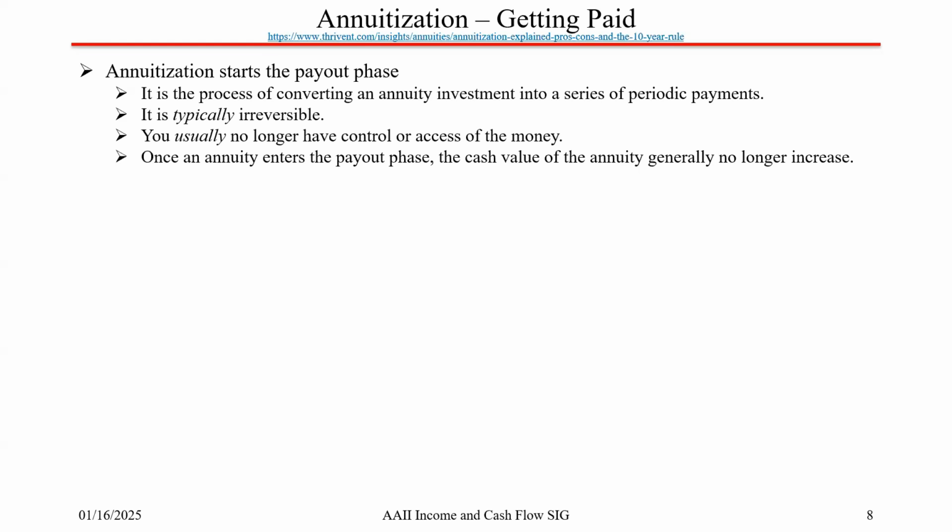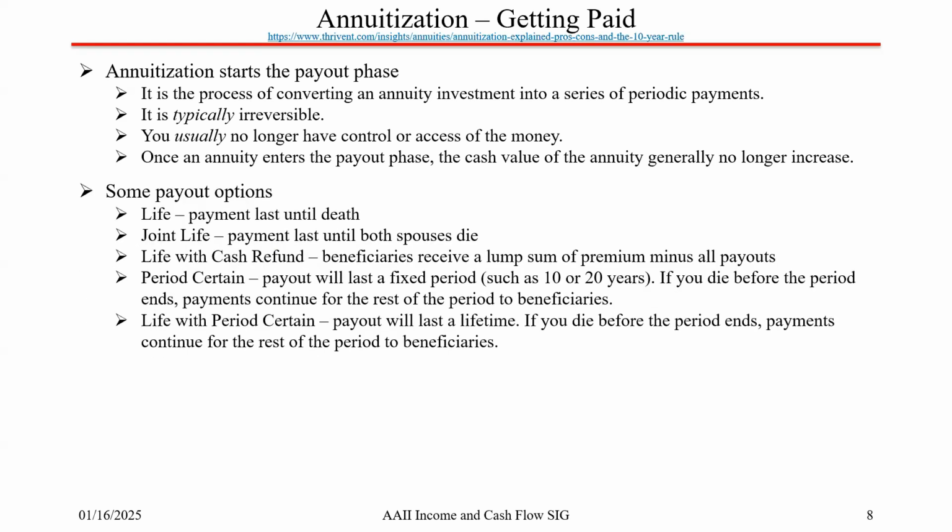Now, once an annuity enters the payout phase, the cash value of the annuity generally no longer increases. So basically, I would look at it like when you annuitize, it's like you bought a SPIA, a single payment immediate annuity. It's done, right? Some of the payout options: you can take it for life. There's a joint life, so you can take it for life, and your spouse can too. And if the man dies early, then the spouse can take the rest of it until she dies.